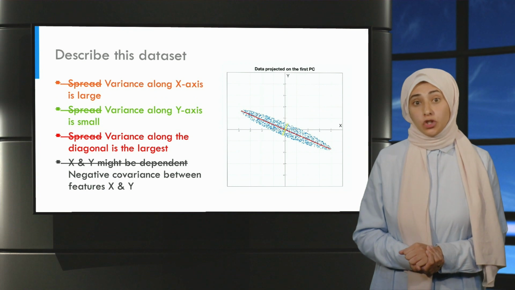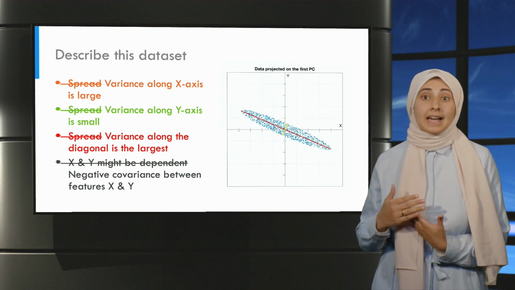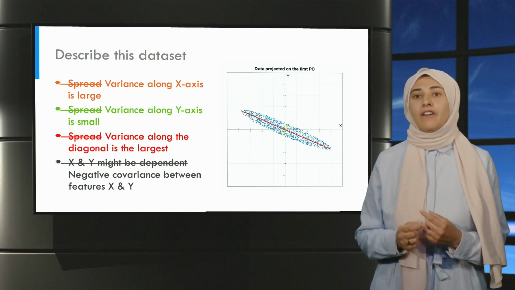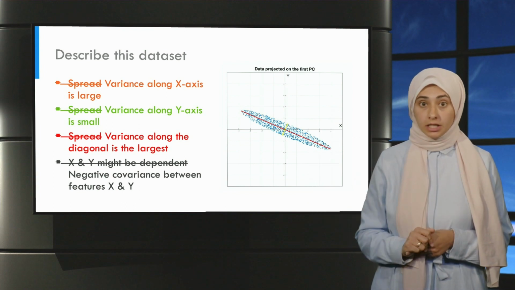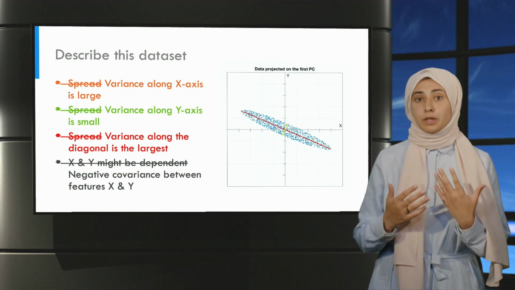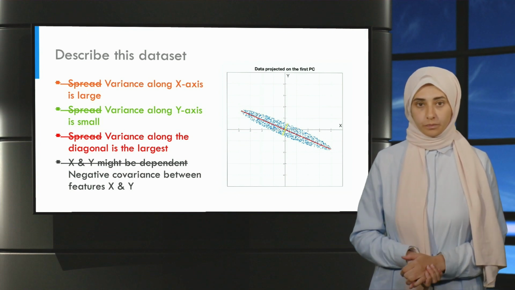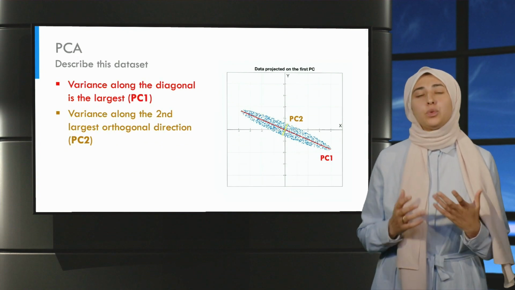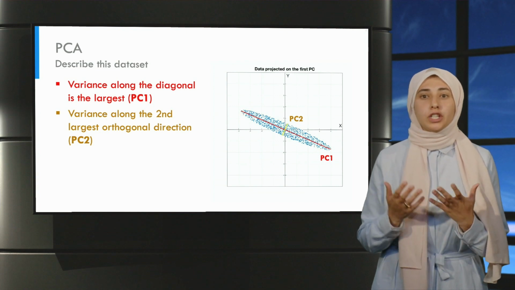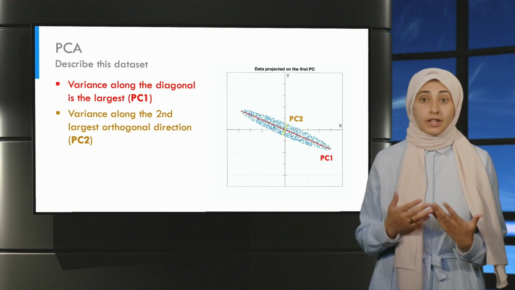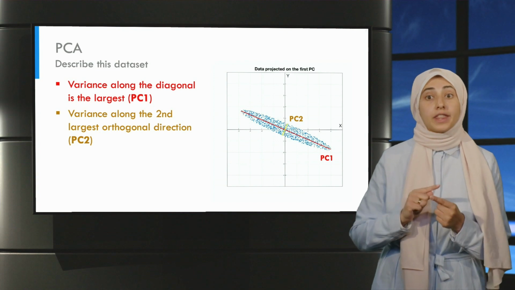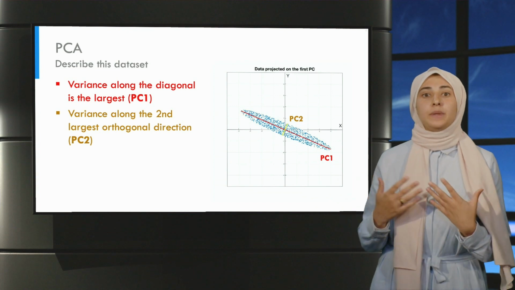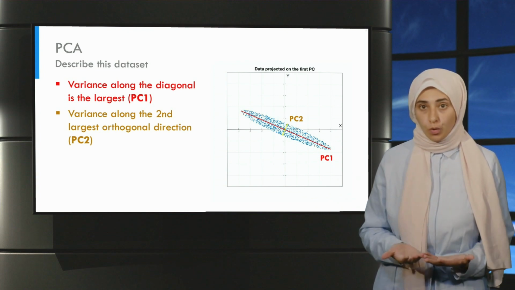In more technical terms, variance along the x-axis is large, the variance along the y-axis is smaller, the variance along the diagonal is the largest, and there is a negative covariance between features x and y. If we use PCA to do the description step for us, it will return almost the same information that we noticed, which is that the direction of the maximum variance is along the red diagonal line. PCA will label this direction as PC1, or the first principal component.